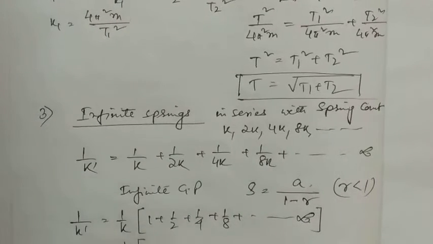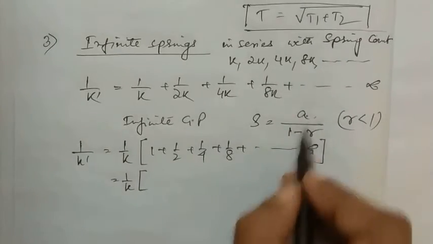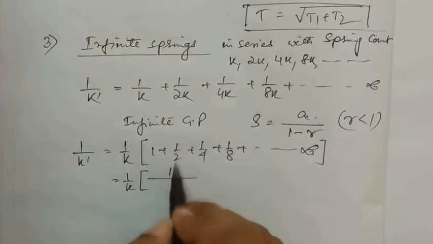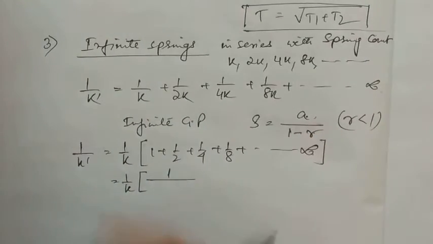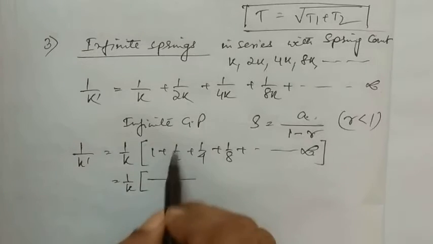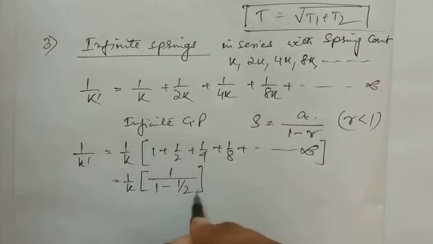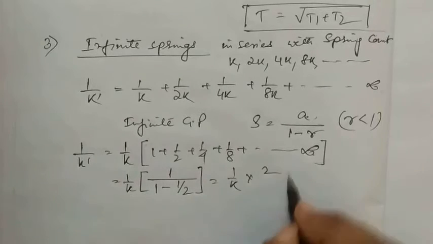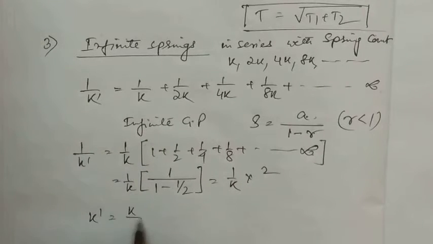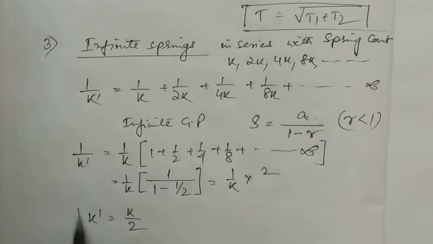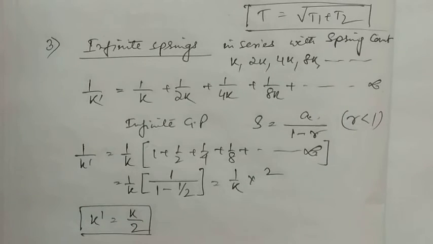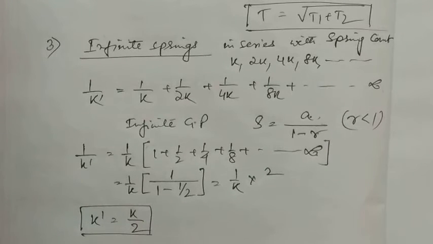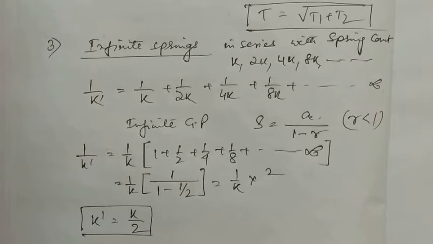So for the infinite GP series, what is the formula? a by 1 minus r. What is a? a is the first term, 1, and r is the ratio of the two terms, half. It becomes 1 by 1 minus half. So 1 by k into 2. So k dash is equal to k by 2. The value of k dash will be equal to k by 2. So for an infinite number of springs, the equivalent spring constant will be half of the first spring, with spring constant k.